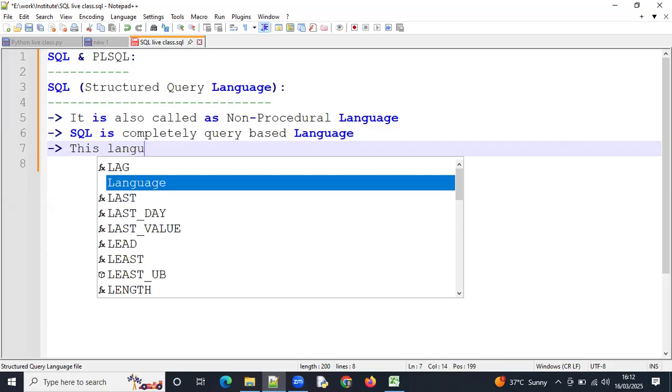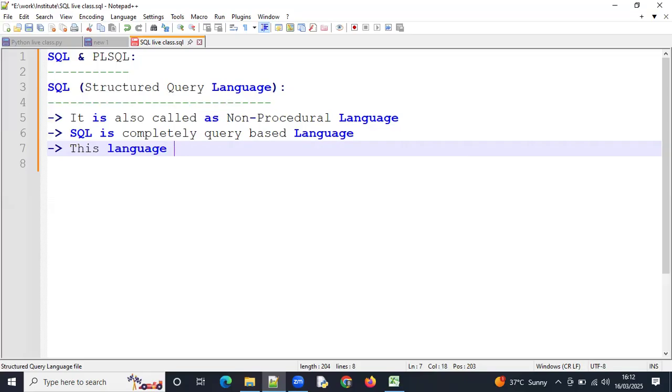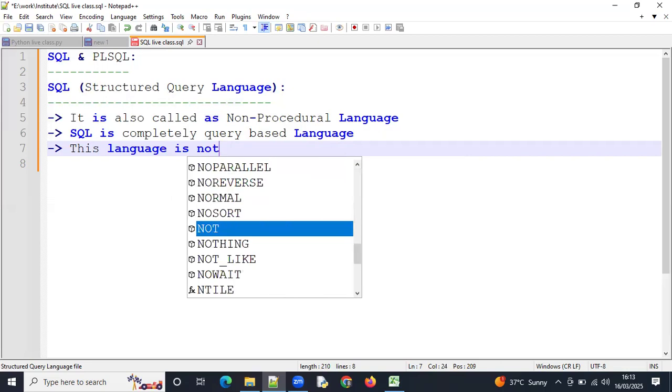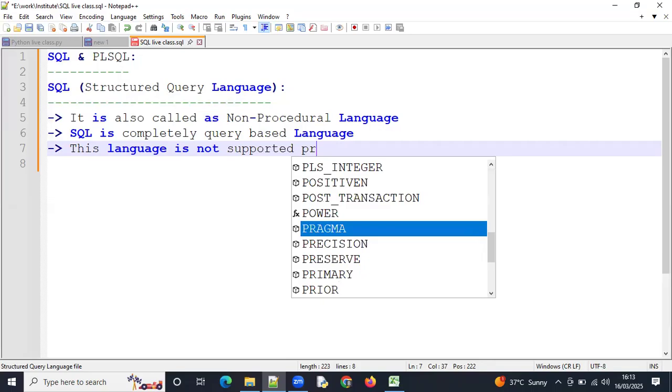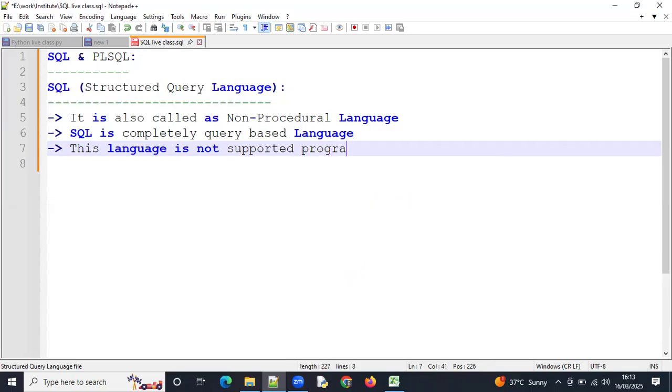After that, in upcoming sessions we will discuss in brief that this language does not support programming features.